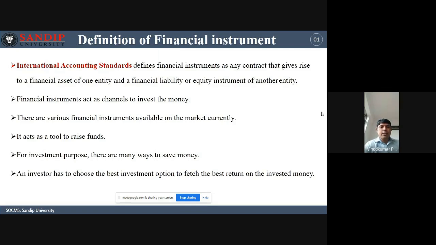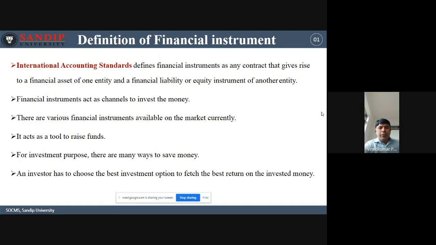Tell me, what is the main objective of the investor? Suppose you are an investor, so what is your motive? What is your objective behind the investment? To earn profit, or to get a maximum return. So for fulfilling this kind of objective, the financial instrument is the best option from the market.